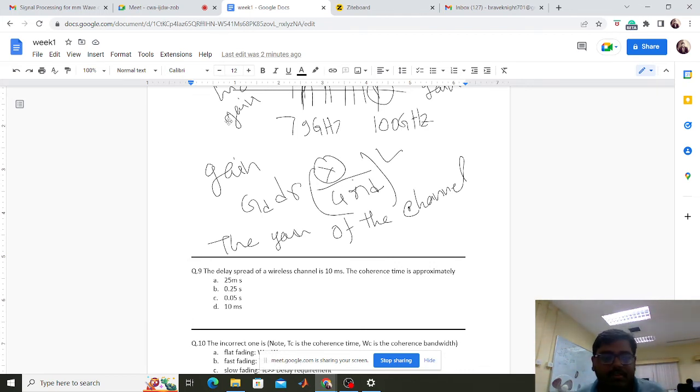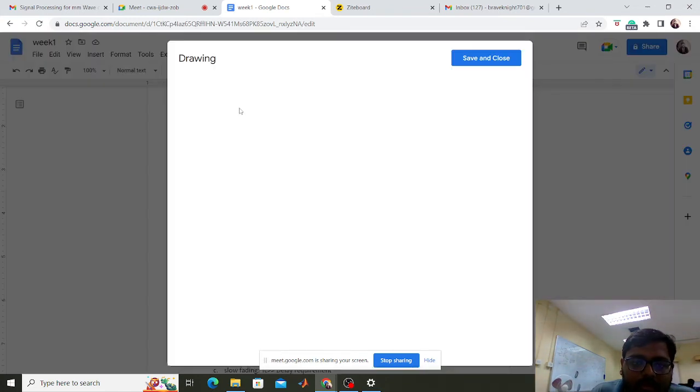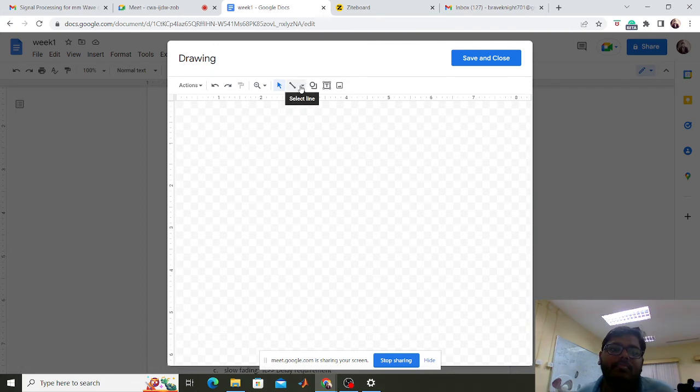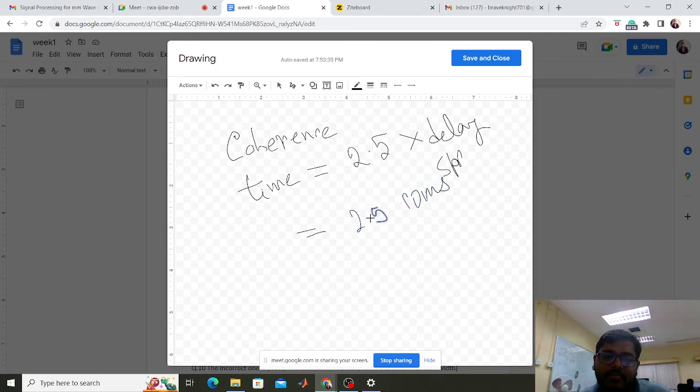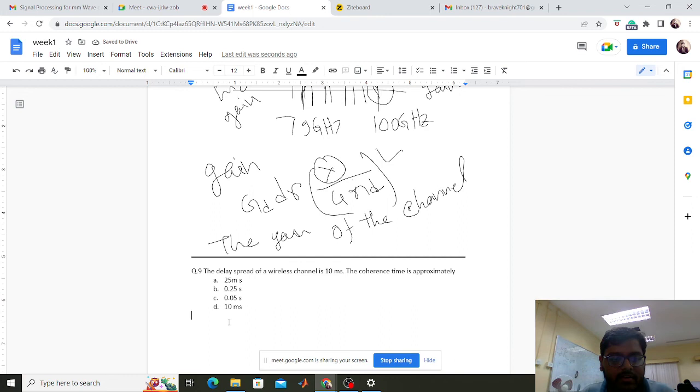So this is a very straightforward question. The delay spread is 10 microsecond. What is the coherence time? So this coherence time is equal to 2.5 into delay spread. So what is the delay spread here? 10 millisecond. 2.5 into 10, and this is 25 millisecond. This is the answer. So the right answer is option A.